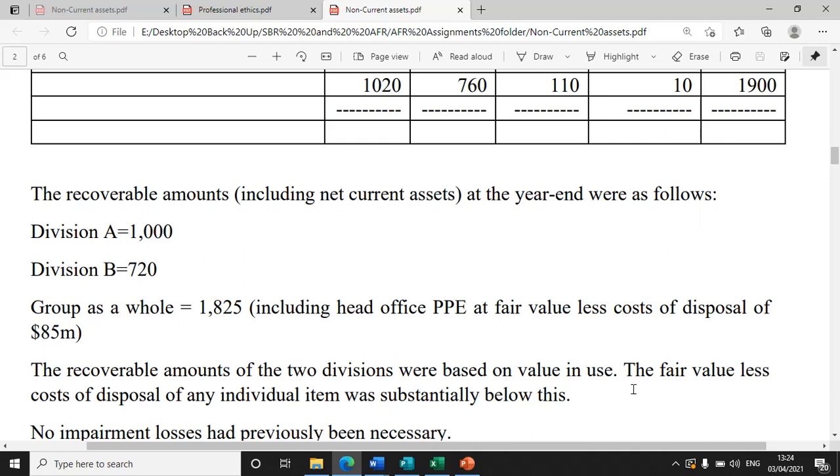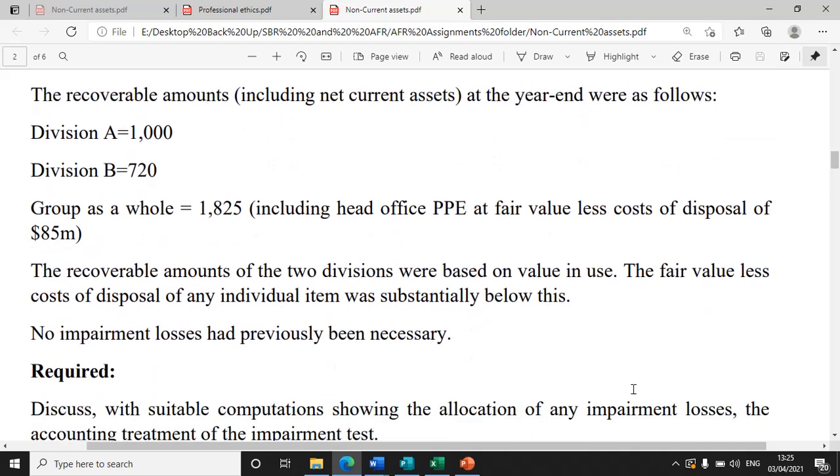Division A stands at 1,000, Division B stands at 720. The group as a whole has been reduced to the value of 18.5, including head office, property, plant and equipment at fair value less cost of disposal of 85 million. The recoverable amounts of the 2 divisions were based on value in use. Fair value less cost of disposal of any individual item was substantially below this. No impairment losses had previously been necessary.